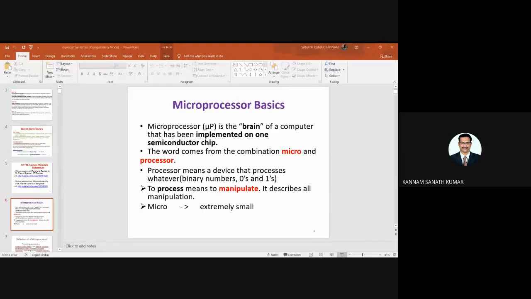Definition of microprocessor: it's a programmable device. Programmable device means we can program the microprocessor, giving a set of instructions. For some application, say I want to display my name on the LCD, I can write a program and load the hex file into the microprocessor. When I run it, I will get the specified output, my name displayed on the LCD. That's why we call this a programmable device.